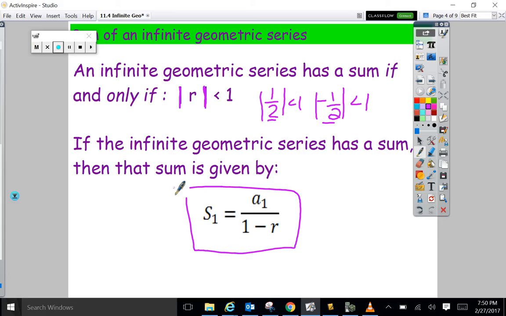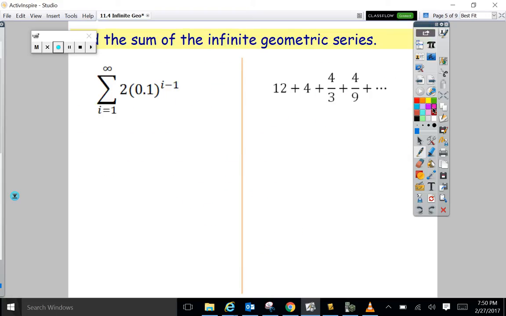So the infinite geometric series formula for the sum is a sub 1, the first term, divided by 1 minus the common ratio, 1 minus r. Alright, so let's practice using that formula a little bit.